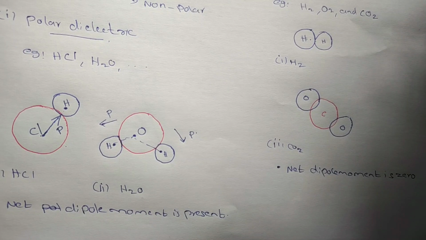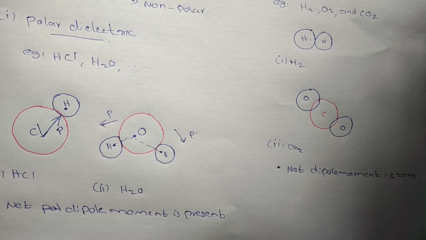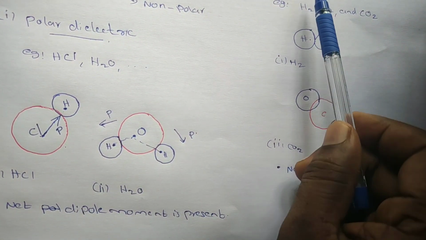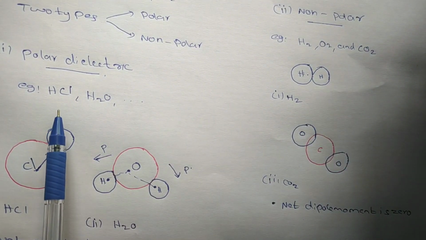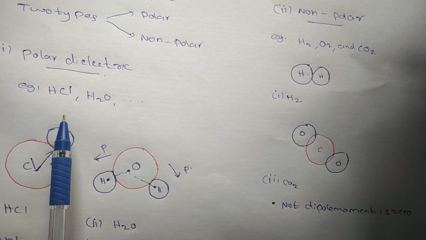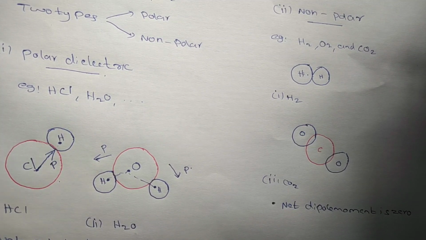Clear? But previously we found that in the case of polar there is a net dipole moment. In the case of non-polar the dipole moment is 0. So in the name itself you can easily remember it. Non-polar: no poles, no dipole moment. In the case of polar there is a dipole moment. Okay, this is about dielectric, and polar and non-polar dielectric.